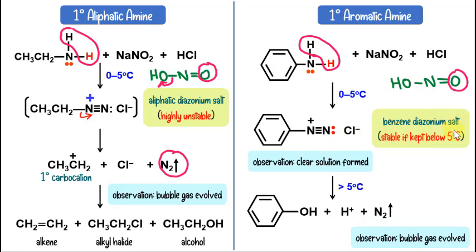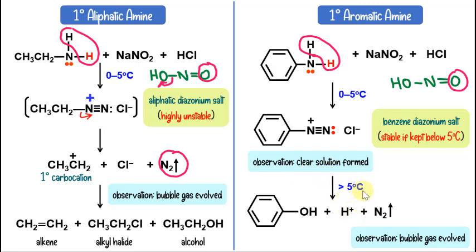So, benzene diazonium salt is stable if it is kept below 5 degrees Celsius. At below 5 degrees Celsius, the benzene diazonium salt is more stable compared to aliphatic diazonium salt. Okay, so in this reaction, we will obtain a clear solution. At 0 to 5 degrees Celsius, we will see a clear solution form. So there is no gas bubble at all.